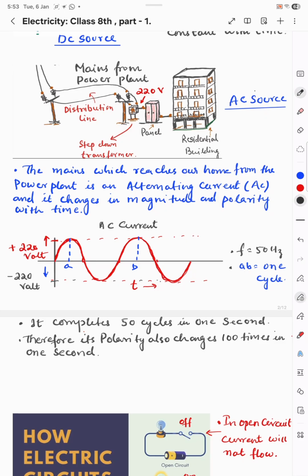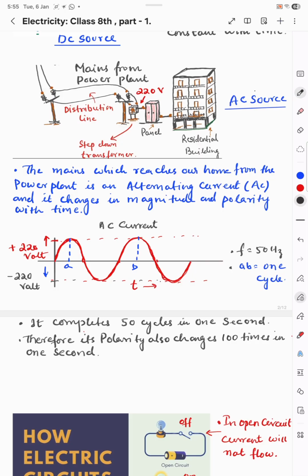Now this AC current has a frequency of 50 Hertz. That means it completes 50 cycles in 1 second, and within this 1 second the voltage fluctuates from 220 volts to minus 220 volts. So that means the polarity changes 100 times in 1 second. It is 220 volt positive at one time and it is 220 volt negative at the other time.